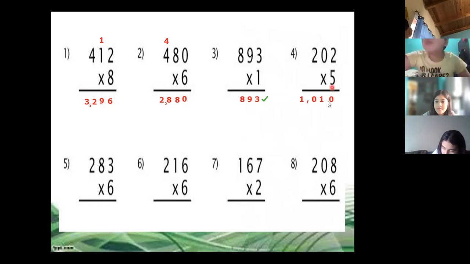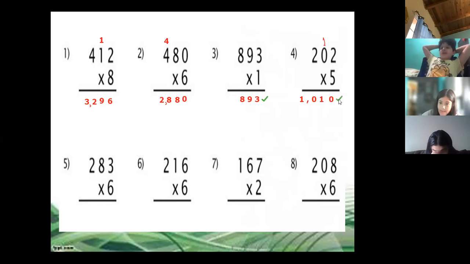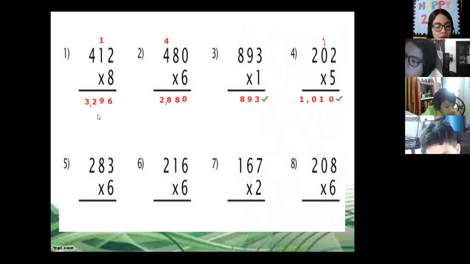Yes, let's see. We have 5 times 2, 10. That's right. So remember, we regroup the 1 and we write down 0. 5 times 0 is 0, but we have plus 1, so we write 1. Excellent. 5 times 2 equals 10, and we write the comma. It's 1,000, not 100. 1,010. Perfect.